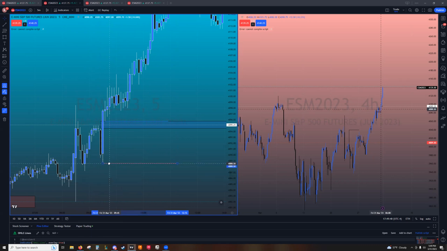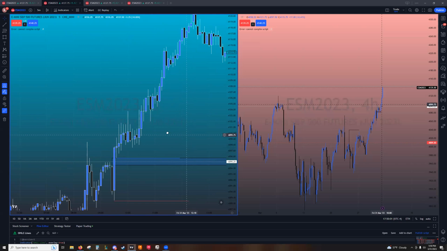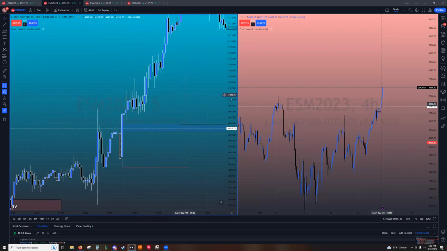If this is 40.88 and a half, I put at 40.88 and a quarter. So essentially that's what my entry would look like for this scenario.